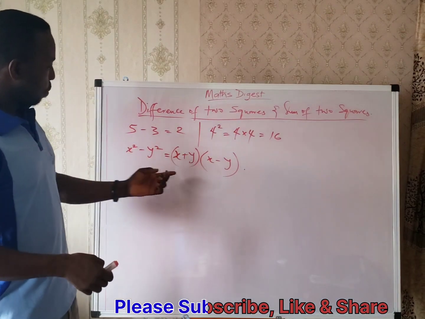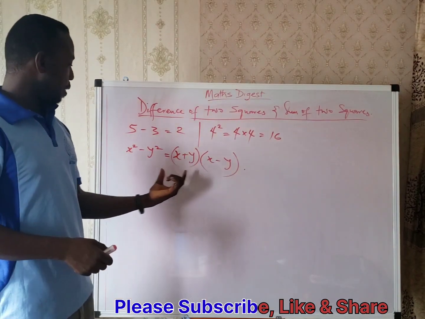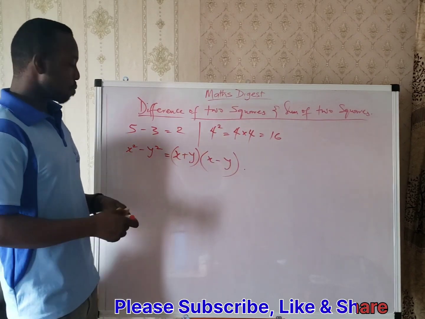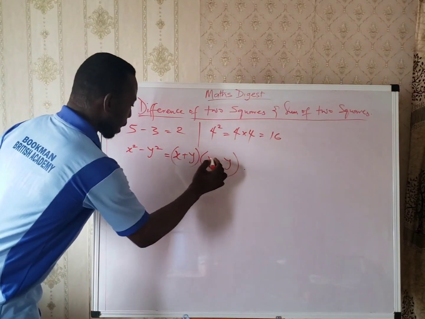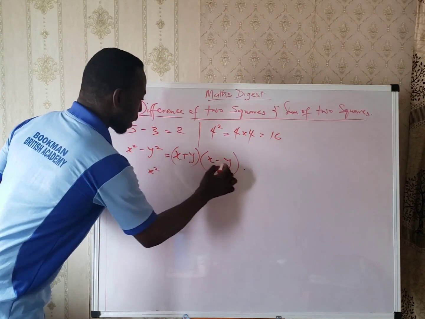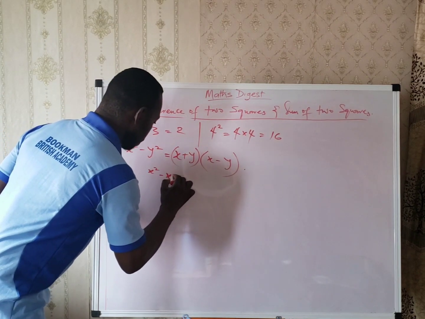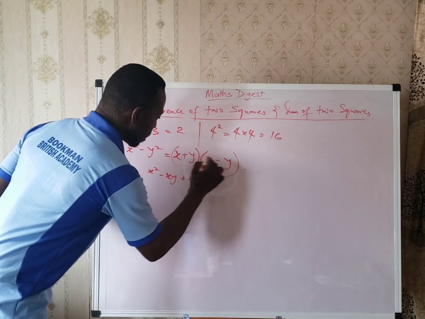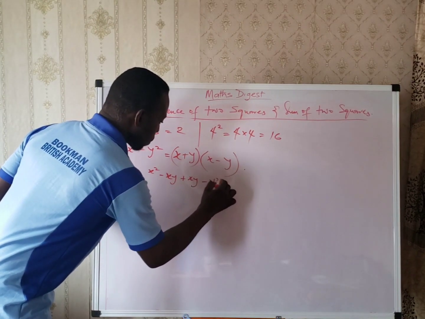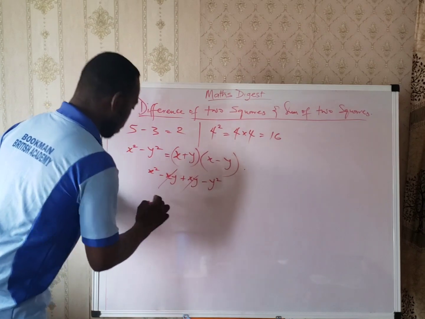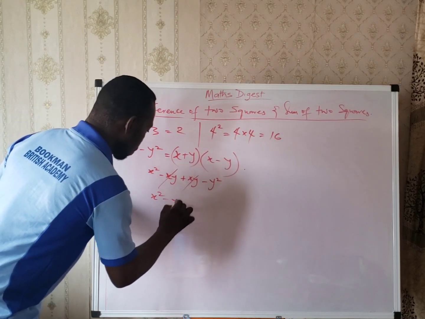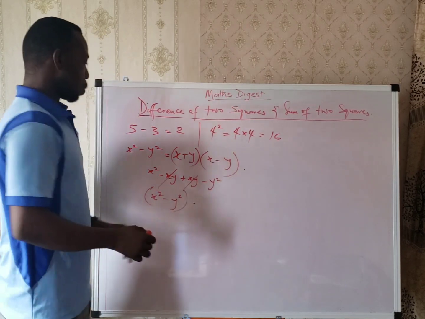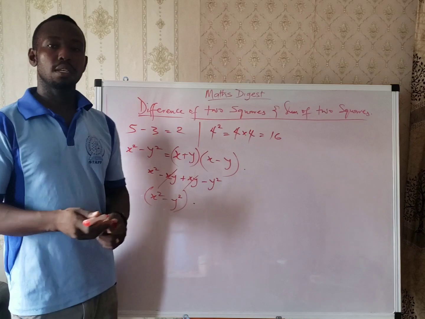Now if you multiply these factors back, you arrive at the original expression. Quickly, let's do that. x times x is x squared, x times minus y is minus xy, y times x is plus xy, and y times minus y is minus y squared. You see that the middle terms cancel each other, and we have x squared minus y squared back. So this returns us to the original expression.